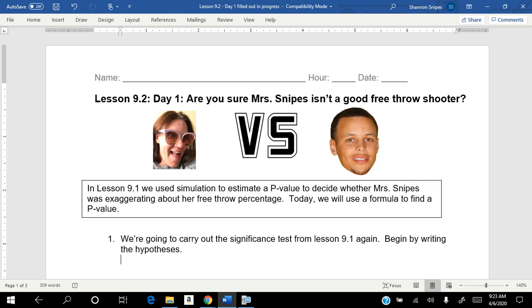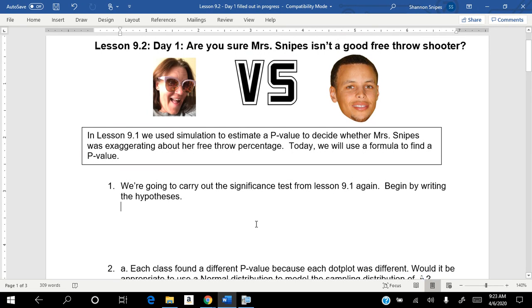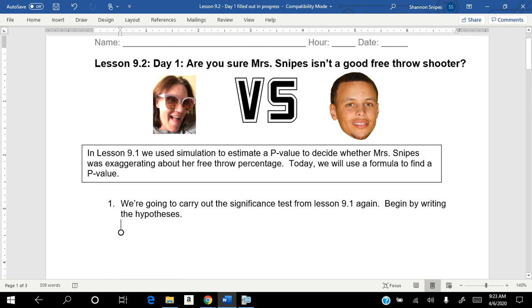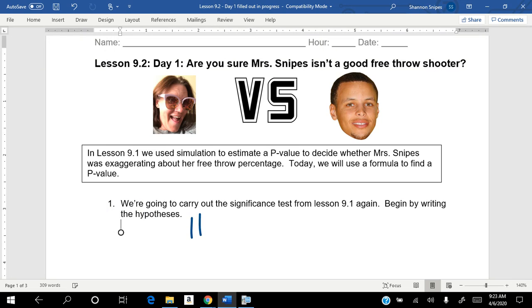All right, in lesson 9.1, we used simulation to estimate a p-value to decide whether I was exaggerating about my free throw percentage. Today, we're going to use a formula to find this p-value. To carry out your significance test, we'll always start by writing your hypotheses. Your null hypothesis is that the proportion of free throws I am claiming that I can make is 80%. And then your alternative is it's not 80%.